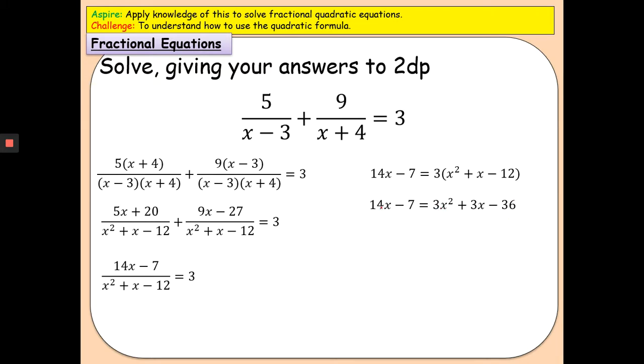So to get rid of 14x, I'm going to have to take it. 3x take 14x is minus 11x. And then opposite of minus 7 is I'm going to have to add 7. I've got minus 36 plus 7 is going to get me minus 29. So it's going to look like that.